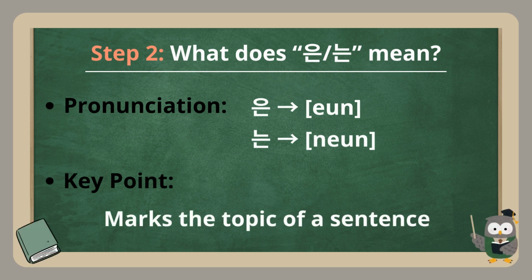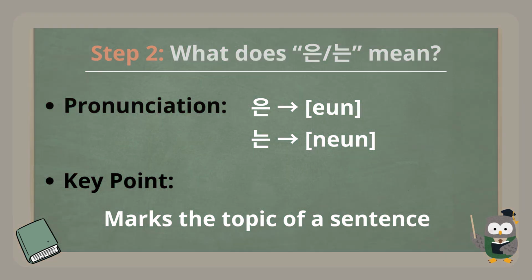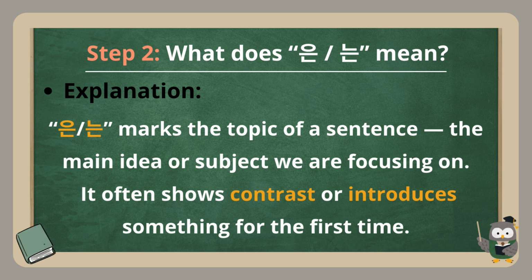Step 2. What does eun-neun mean? Eun is pronounced eun, and neun is pronounced neun. Eun-neun marks the topic of a sentence. It tells us what the sentence is mainly about, or what we are focusing on. It can also be used to show contrast between two things or to introduce something new in the conversation. That's why it's very common in daily Korean when introducing topics or making comparisons.